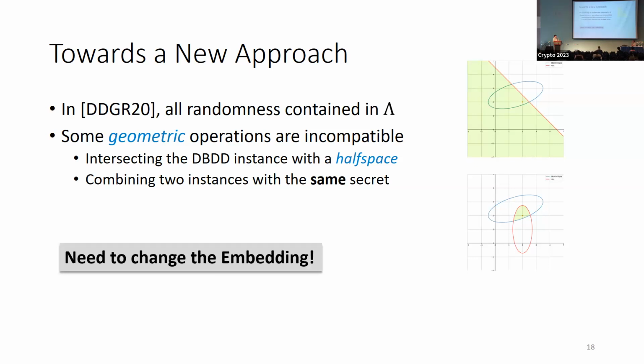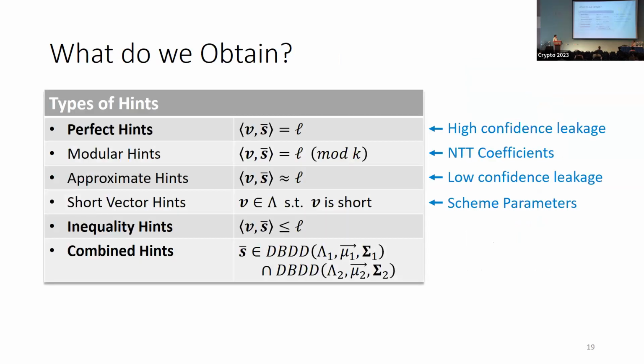Unfortunately, I don't have the time to get into the details of exactly how we create this new embedding. Please see the paper for that. But I want to impress what we obtain from doing this. We get two new hints, what we call inequality and combined hints.